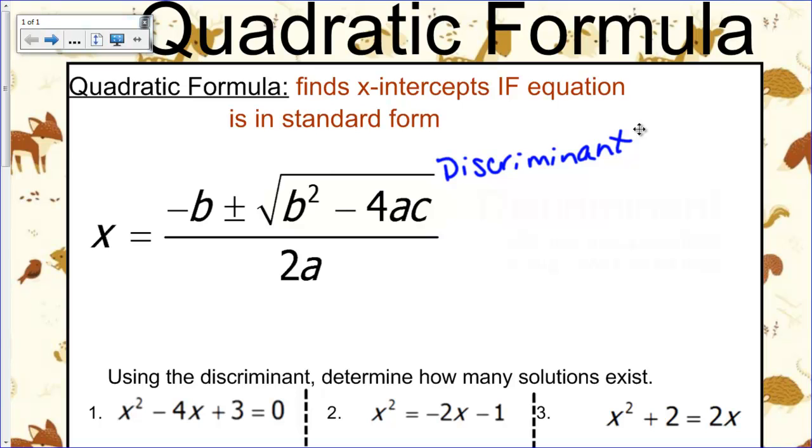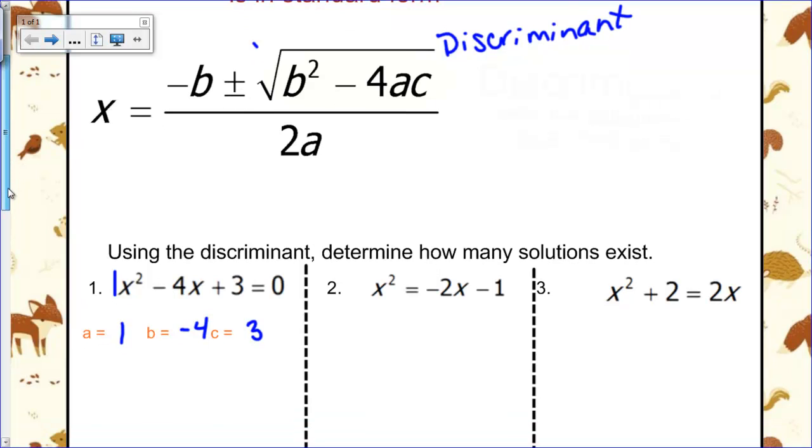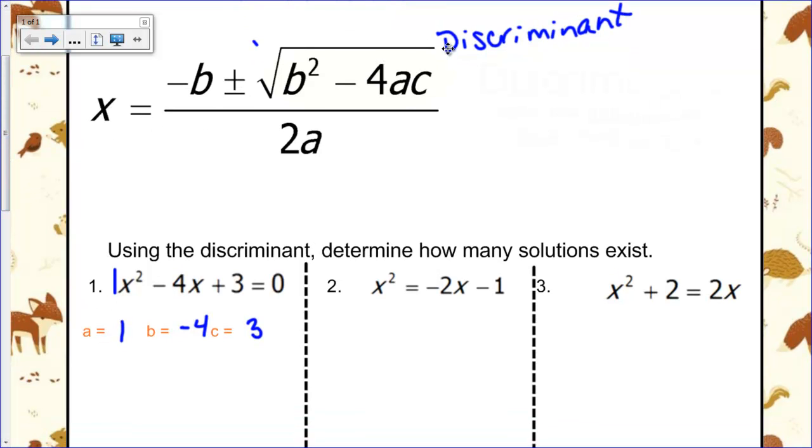But you do have a calculator. That calculator will come in handy when you're trying to do these kinds of problems. So first thing we're going to do is use this discriminant, this part under the square root, to figure out how many solutions exist. In order to do this, the first thing we have to find out from our quadratic is what a, b, and c are. Here's my first quadratic: 1x squared minus 4x plus 3. In this problem, a is 1, b is negative 4, and c is 3. We're going to plug that into the discriminant, and that will tell me how many solutions exist.